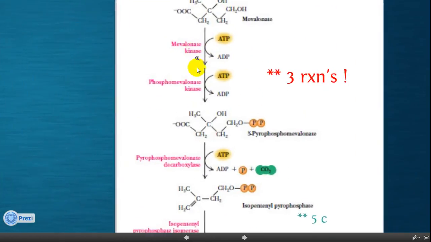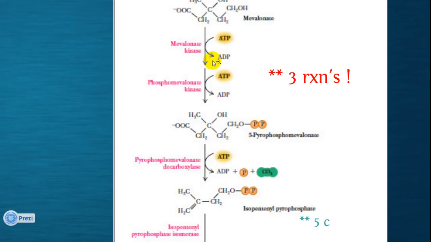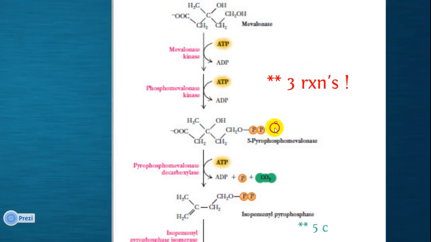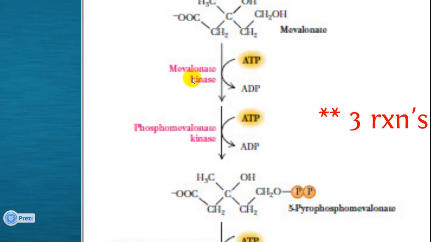The first 2 reactions will add a phosphate group to the mevalonate. The last one will remove a CO2 molecule. So the first enzyme is called mevalonate kinase. What do we mean by kinase? Kinase is a type of enzyme that can take a phosphate group from ATP or another molecule and add it to another molecule. So the mevalonate kinase will take the phosphate group from ATP and add it to mevalonate.